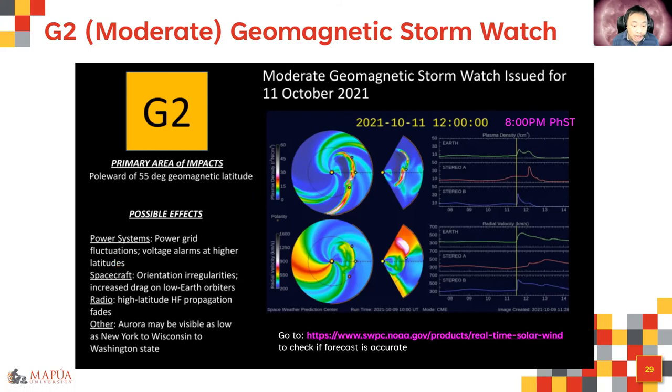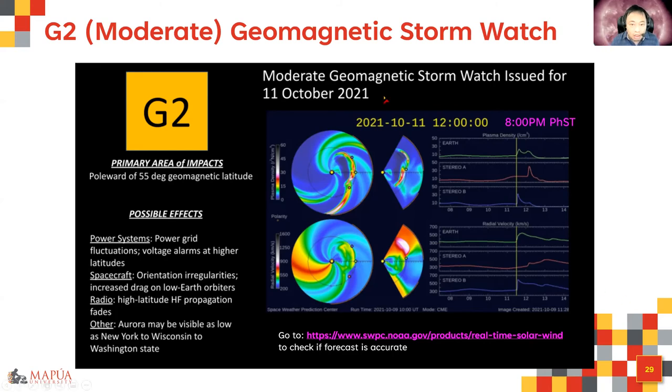Some may experience voltage alarms at higher latitudes. For spacecraft, we can have some orientation irregularities, and you can actually observe increased drag. What happens if there's increased drag for low Earth orbit satellites? One possible consequence is that it may reduce satellite mission lifetime. For radio, high-frequency propagation at high latitudes, the ham radio operators will have some issues. And of course, the more popular effect of a geomagnetic storm would be your aurora.